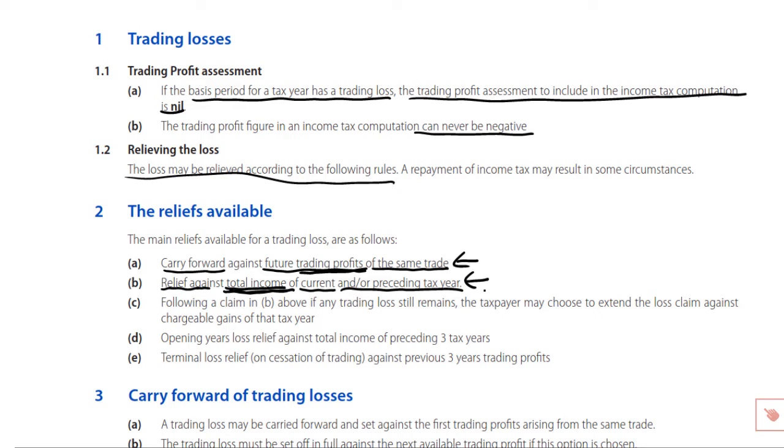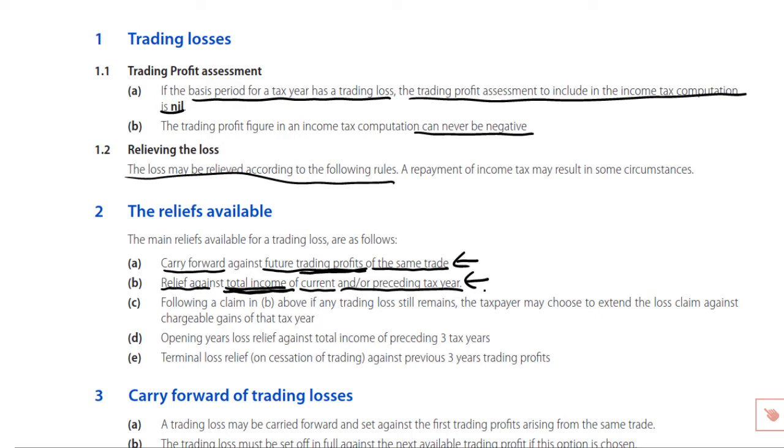So there is a problem. If your losses target total income and they bring that income down below the level of the personal allowance, then the loss is saving you nothing in terms of tax, because that income would not have been taxed anyway, because it would be reduced down to zero by the figure of personal allowance.